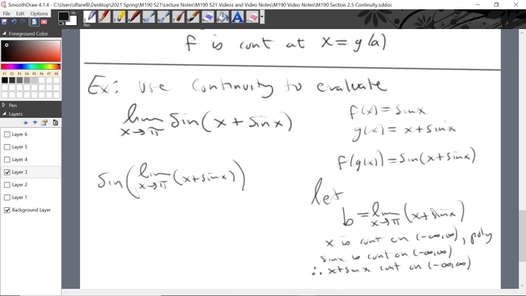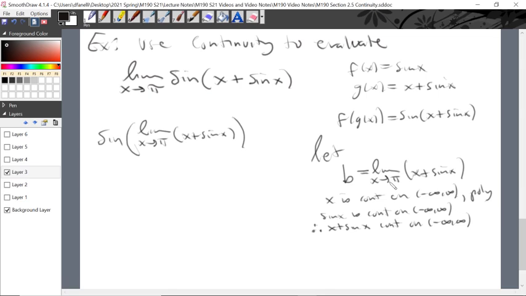If the function was not continuous at pi, then we would not be allowed to just plug the number in. So by continuity, b is going to equal pi plus the sine of pi. We are able to just plug the value of a into the function to do the limit. And the sine of pi is 0, so pi plus the sine of pi is equal to pi plus 0, which is equal to pi. So here's what we have now.